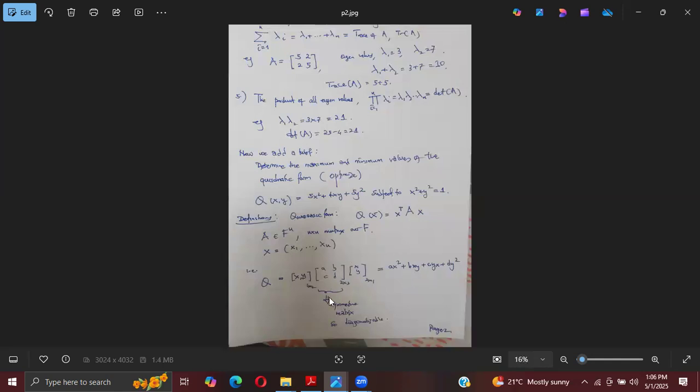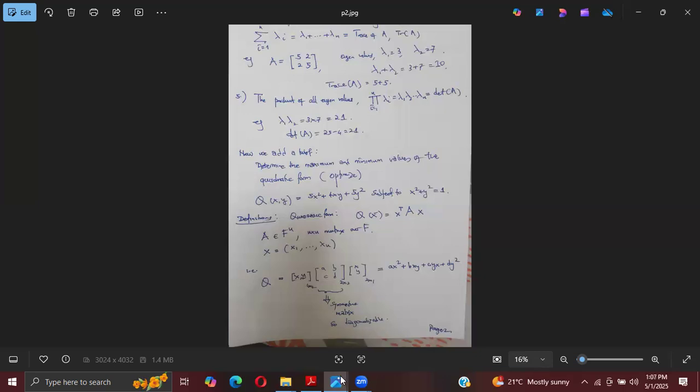This middle part matrix, you can write as a symmetric matrix. A symmetric matrix means that the transpose is the same as the matrix. In other words, row 1 is the same as column 1, and row 2 is the same as column 2. Look at this matrix here. Row 1 is 5, 2, and column 1 is 5, 2. Row 2 is 2, 5, and column 2 is 2, 5. So this matrix is symmetric. And if your matrix is symmetric, it is diagonalizable.